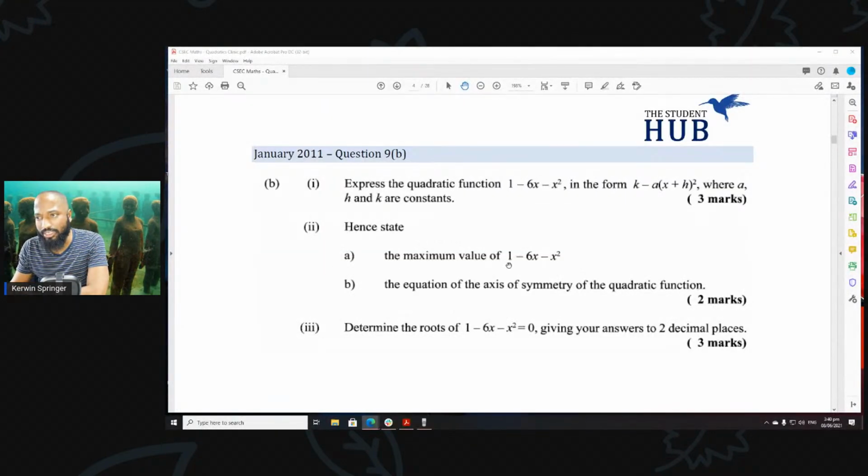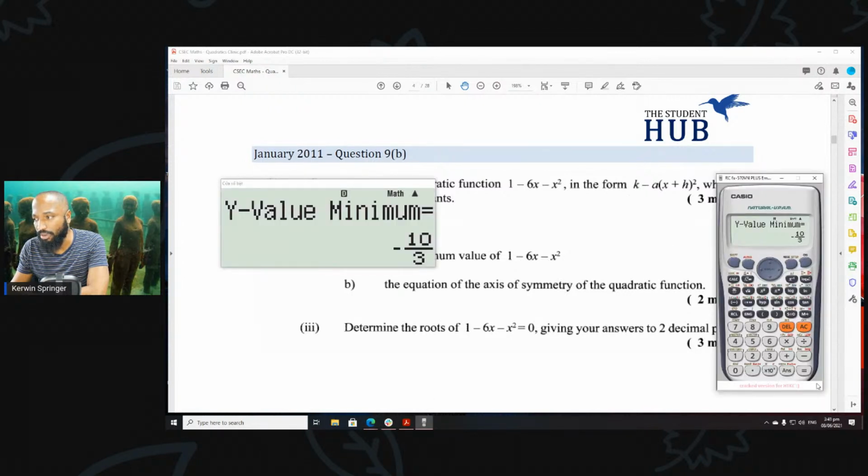Hence, state the maximum value of 1 minus 6x minus x squared. Obviously you will check over this, right? You'll come back and use your calculator and put in your -1 as a, your -6 as b, and your 1 for c. Your calculator gives you the maximum value, which is 10, and the x-value is -3, which means h is 3. You see how useful the calculator is in double checking. Once you put this in correctly, you're sure to get a mark, right?